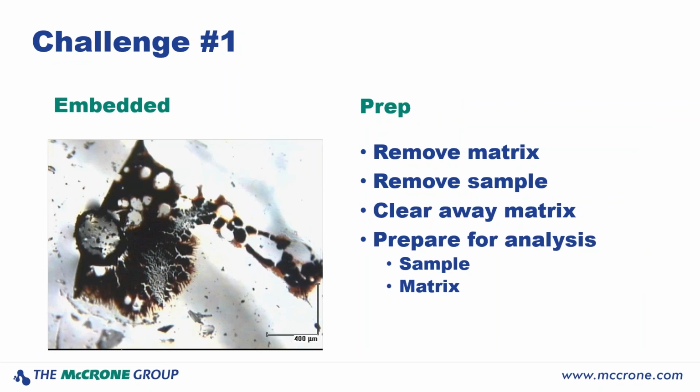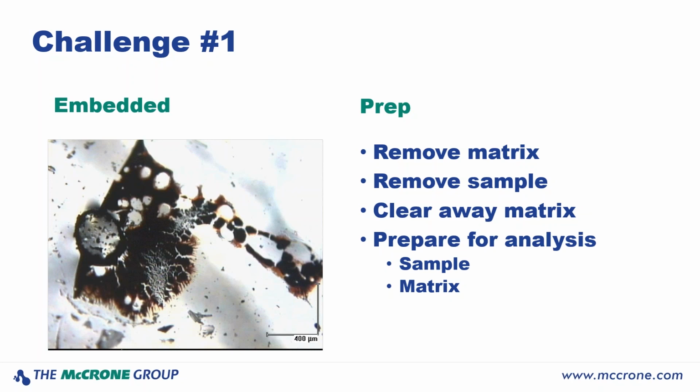If it's embedded, it's going to take a little bit more work. We're going to have to remove the matrix slowly and carefully. In a lot of instances, the best way to describe it is sort of shaving it off in small portions until we get just to the sample that we're interested in. We'll remove that sample, clear away any matrix that's remaining on it, and then prepare the sample for analysis. In this case especially, the matrix also needs to be prepared for analysis. And if you have a dark spot embedded in nylon tubing, what you really need to do for your matrix analysis there is take a clean piece of nylon tubing and prepare it for analysis.